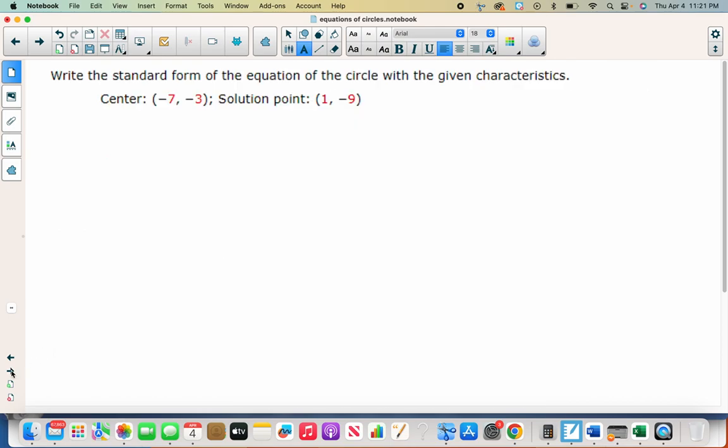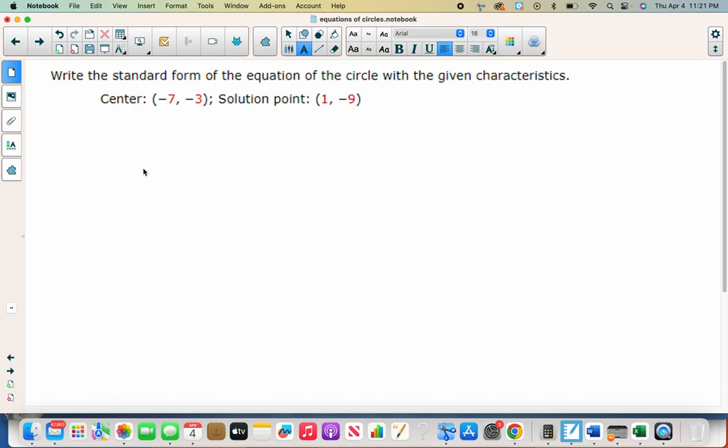All right, let's look at another one. It says, write the standard equation of a circle with the given characteristics. Okay, so this one's tough because they don't give us a radius, they give us the center, and what they give us is a solution point. There's a couple ways we can do this. One is we can try to graph and see if it's going to give us a nice horizontal line, but I can tell that this is not, because it doesn't have the same x or the same y, so that we can easily count.